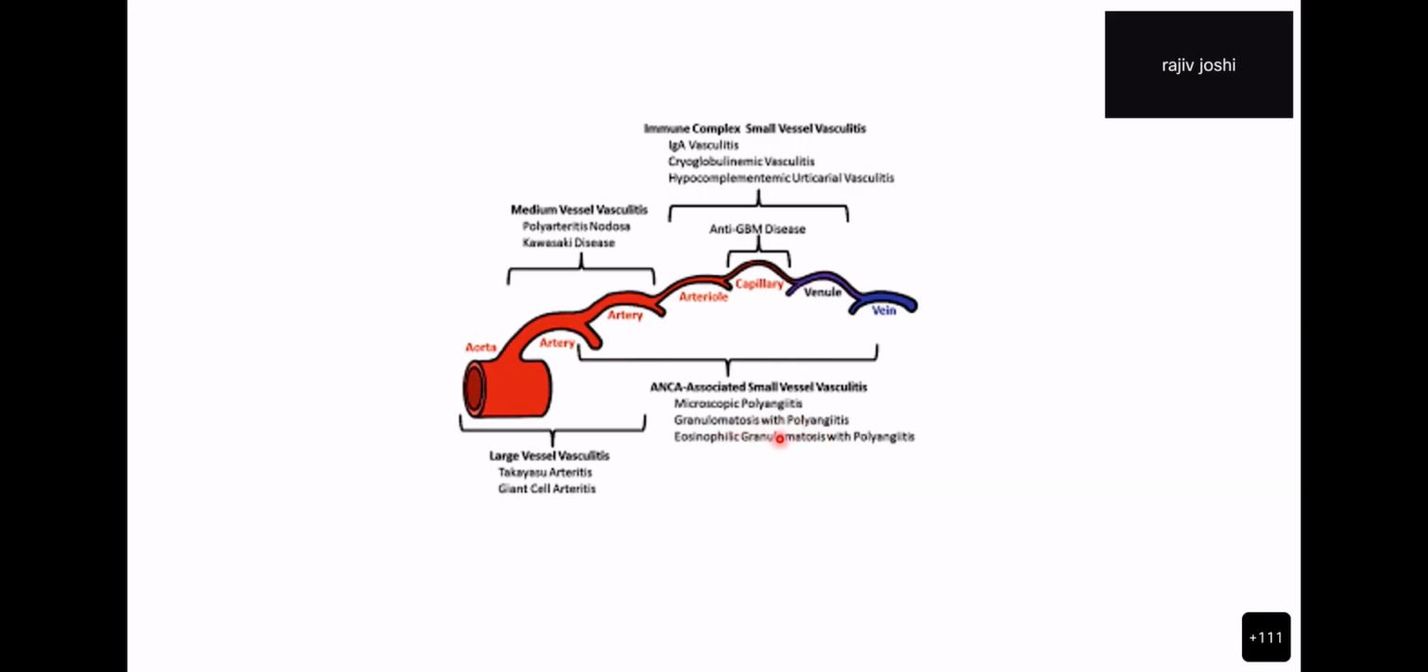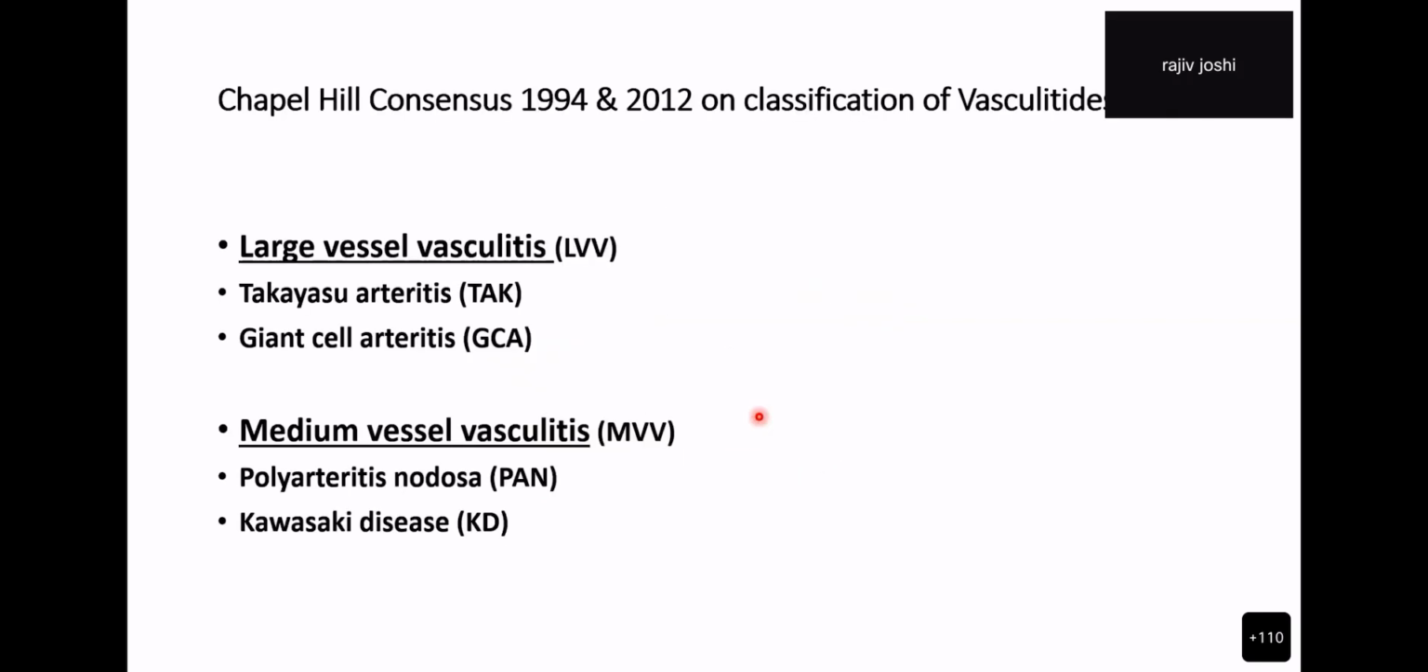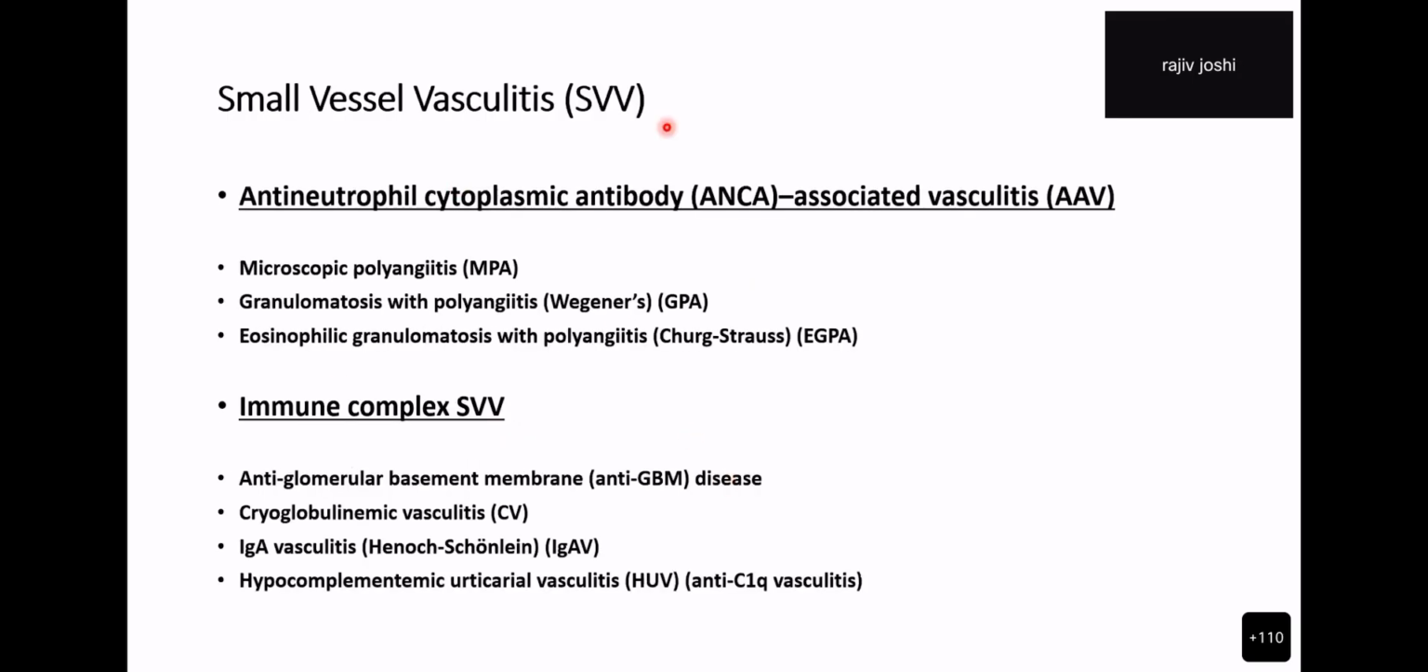So Wegener's, it was called Wegener's granulomatosis, and then you had the Churg-Strauss granulomatosis, which is eosinophilic. So these are all ANCA associated, and then you have medium-sized polyarteritis nodosa, Kawasaki's disease, and large vessel, which is giant cell arteritis and Takayasu. We generally don't see these in the skin. What we see are all these small vessel vasculitides, and sometimes we also get ANCA-associated vasculitis. This is the classification which was revised in 2012: large vessel, medium vessel, and small vessel.